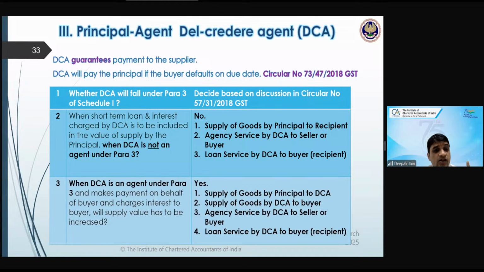Then when the del credere agent is not an agent under para 3, that is, he has raised the invoice in the principal's name, but for his work, he is ensuring that the customer will pay him. Then in that scenario, he's giving some loan to the supplier. So how the scenario works: supply of goods by the principal to the recipient, seller to buyer, and then this agency person will come, he will take his agency charges, or something called a commission. So this agency service by a del credere to the seller or buyer, he will charge his commission charges. And then this loan service is provided by the del credere agent to the buyer. Okay. So in that scenario, he is giving a loan and he is charging interest.